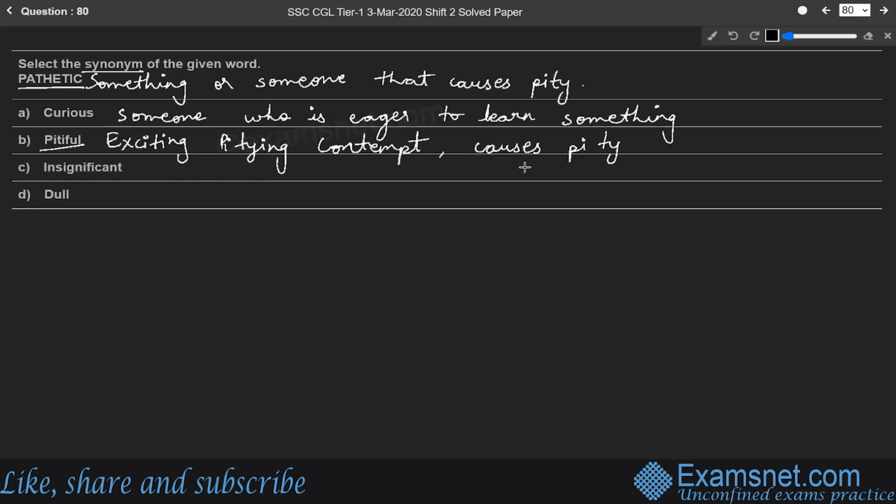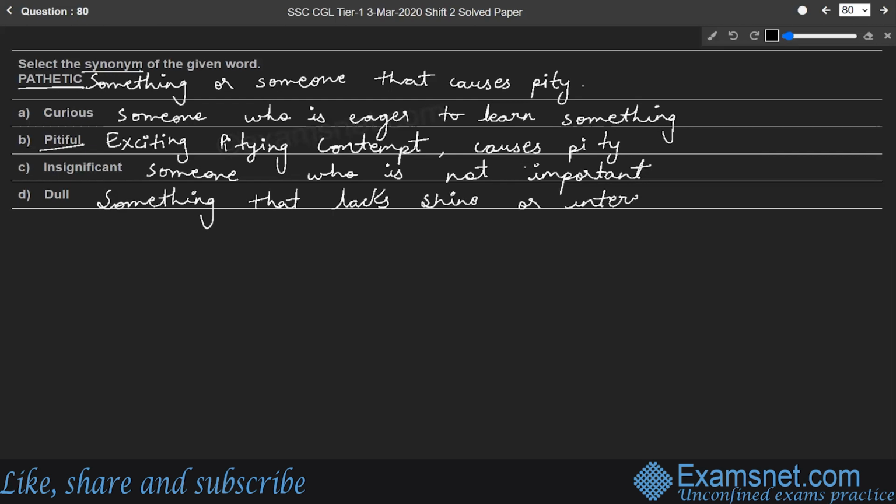But let us have a look at the other words too. Other words are insignificant. What do you understand by insignificant? It refers to someone who is not important. And the next option is dull. Dull refers to something that lacks shine or interest. All right. So for this question, the correct option will be option B, that is pitiful, as it has the same meaning as the word pathetic. So we can say that pathetic and pitiful are synonymous words. I hope you are clear with this question. And the correct option here is option B.